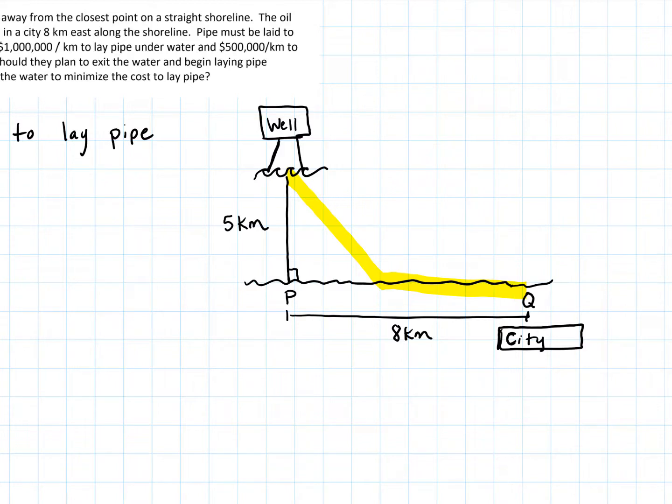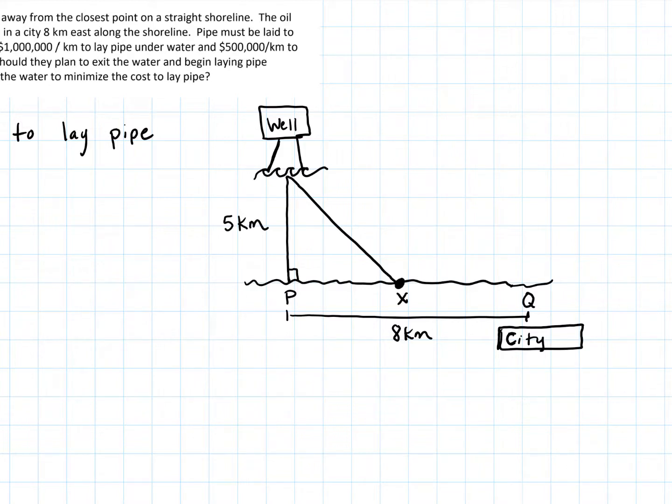But remember, it costs a lot more to lay this pipe underwater than it does to lay it underground. So what we want to do is figure out what would be the point at which we should exit the water so that we have the least cost. So to do that, let's go ahead and draw one more line here. And let's just suppose this will be our variable. Let's suppose that we were to exit. This is going to be our exit point.